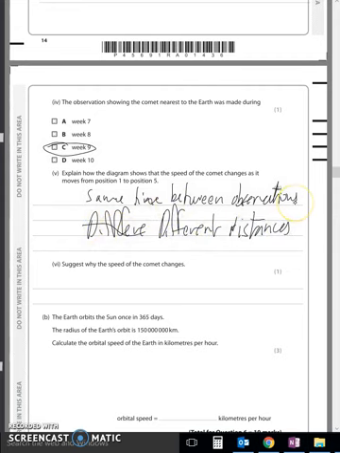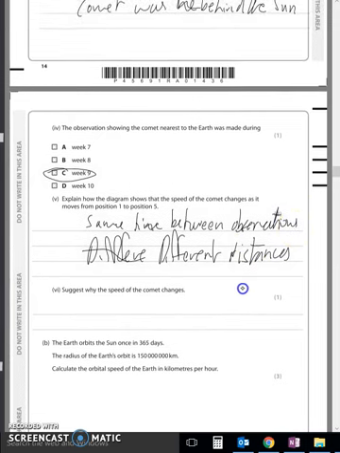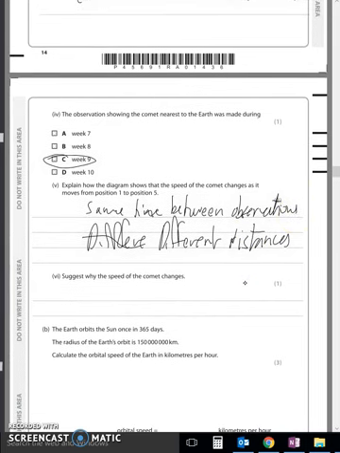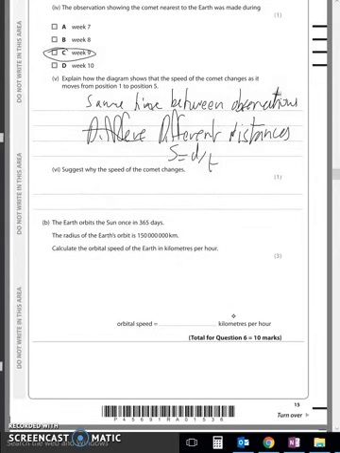So because there's different distances, but the same amount of time, we could just use speed equals distance over time in order to work out the different speeds. So you could have anything from same time, different observations, different distances between the observations, and using speed equals distance over time. Suggest why the speed of the comet changes.